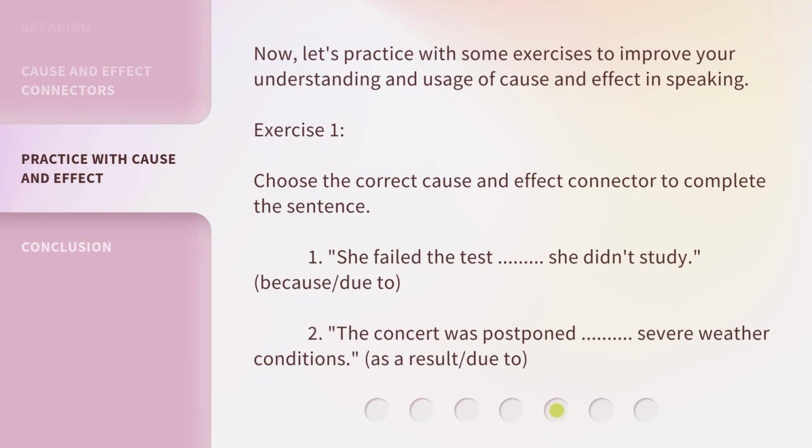Now, let's practice with some exercises to improve your understanding and usage of cause and effect in speaking. Exercise 1. Choose the correct cause and effect connector to complete the sentence. 1. She failed the test she didn't study. Because. Due to. 2. The concert was postponed. Severe weather conditions. As a result. Due to.